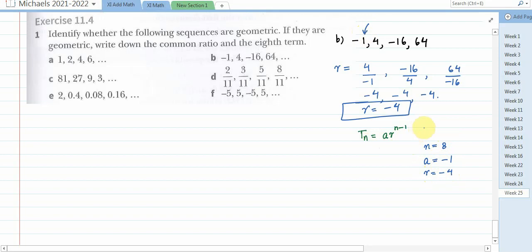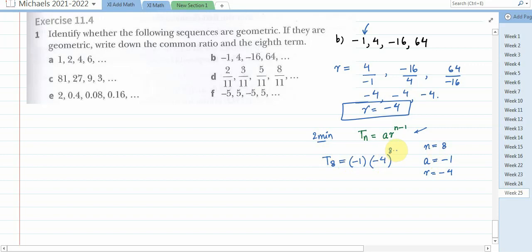Substitute all those values in this equation and find out the value for the 8th term, and you have a time of 2 minutes for this part. So start. Alright, so now it will be T8 is equals to a is -1, r is -4, and n is what? 8.